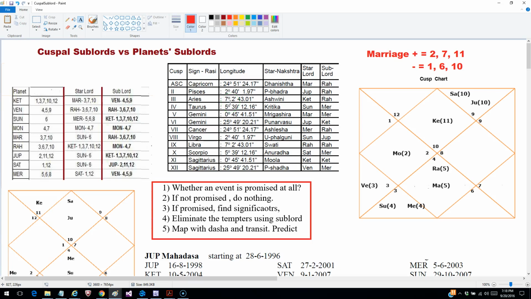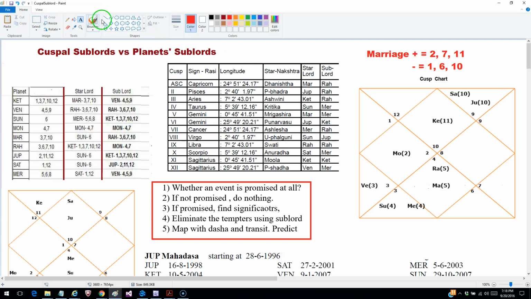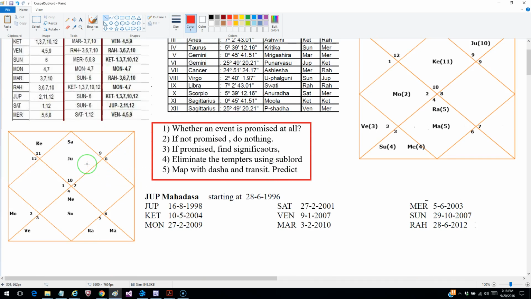Hello friends, welcome. In this video session, I'm going to share my thoughts about how to use the cuspal sublord and the planet sublord in Krishnamurti Paddhati. And what is the significance, the role of the cuspal sublord, and what is the role of the planet sublord in the KP system. So I've already laid down an example horoscope, and this is the example.